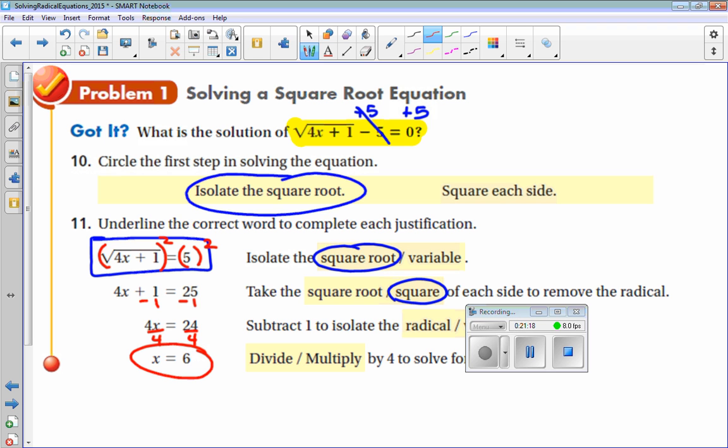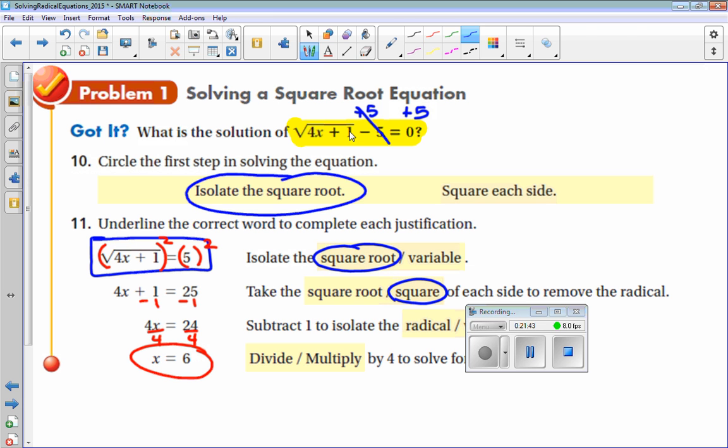Now, here's something that's important. Anytime that you square both sides of an equation, there is the possibility that we have introduced something called an extraneous solution. We talked about that back when we did absolute value equations, if you remember, back at the very, very beginning of the year. Squaring both sides also introduces that possibility. So we always need to check our answer.